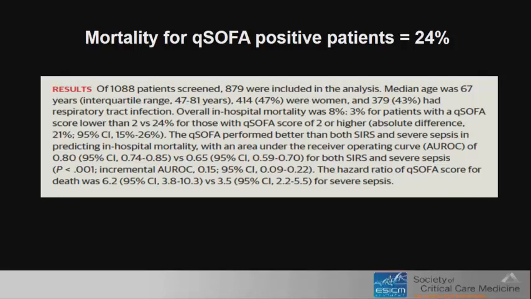And in this setting, in Europe, the QSOFA appeared to perform better than SIRS, had an adequate area under the curve, and defined patients with a significantly greater risk of death. So if you are in Spain, Belgium, or France, and you see somebody that you suspect has a severe infection, and you do a quick SOFA at the bedside in the emergency department, and the QSOFA is positive, you've differentiated people that have some mortality, of course, from those that have a much higher mortality.